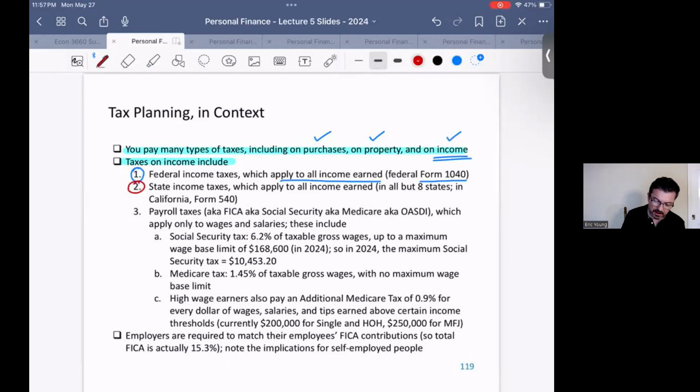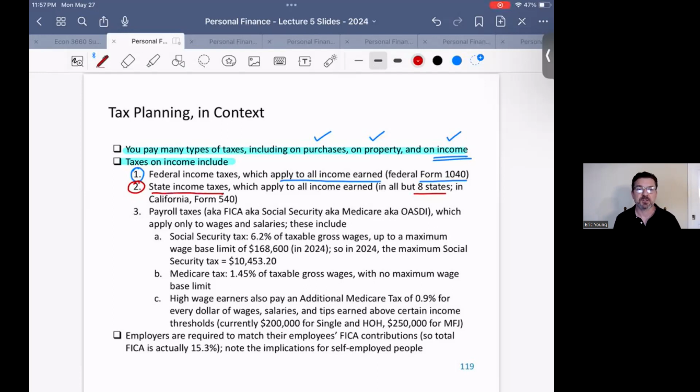In addition, in almost all of the United States, in fact, I believe it's currently 42 states. I think there's 8 states that don't have it. But in the vast majority of the states, you're also going to be paying state income taxes.